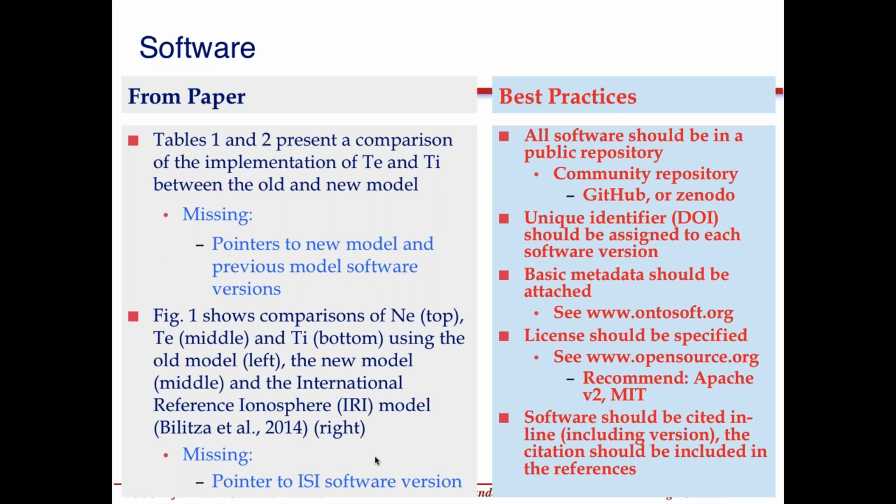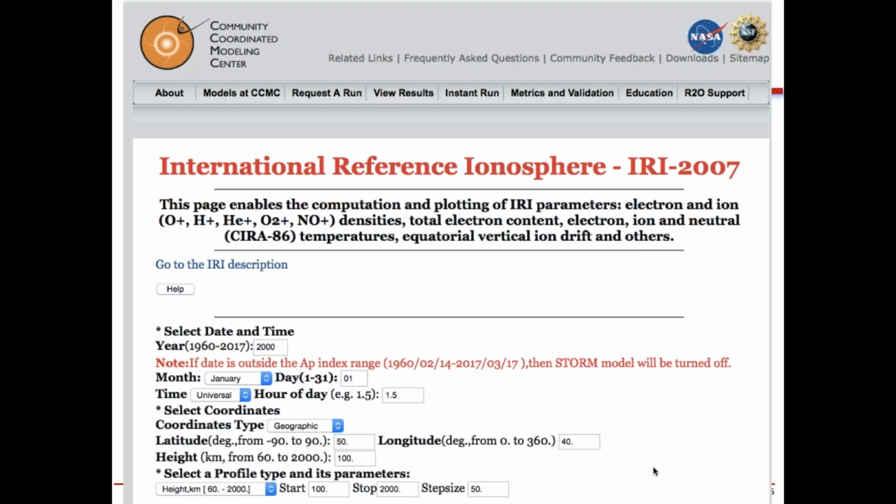There's also a pointer that you see here in the second bullet on the left, talking about comparing the model with another model called IRI, but it doesn't say what version of IRI is used. And so it makes it hard to figure out exactly what version it is that one is supposed to compare it with. There are no licenses, there's no metadata for the software, and there's no citation for the software.